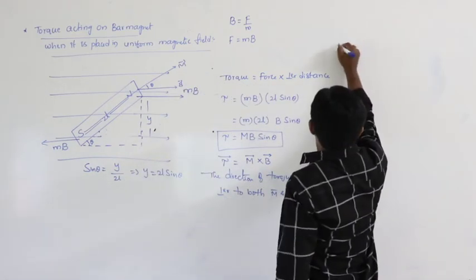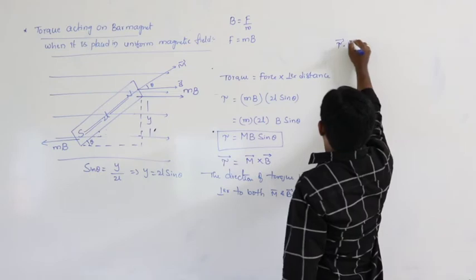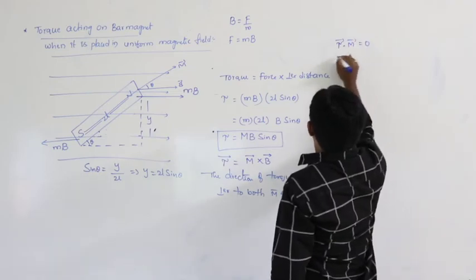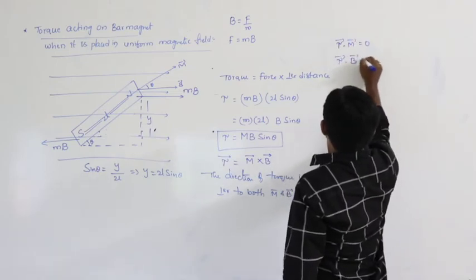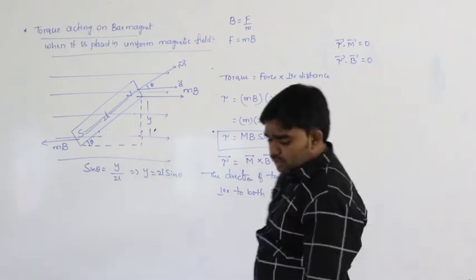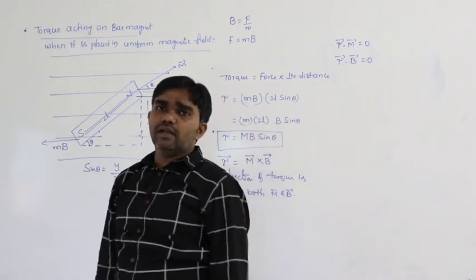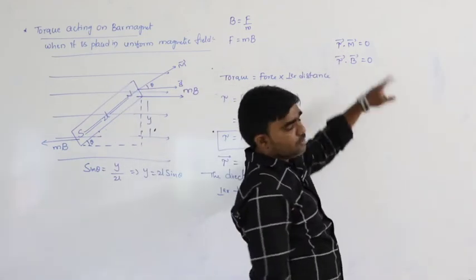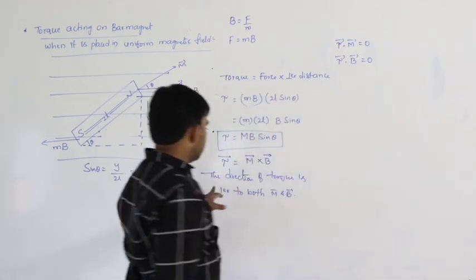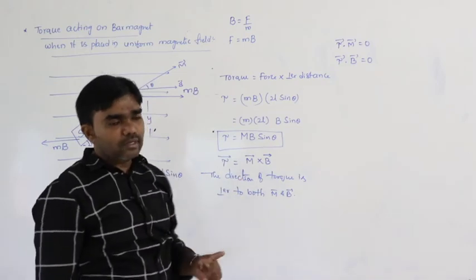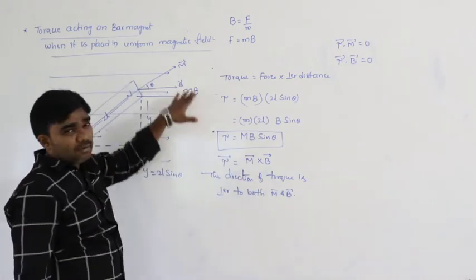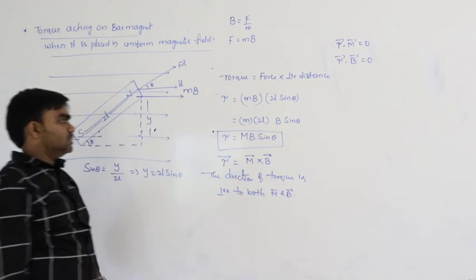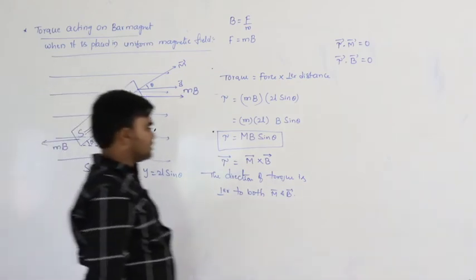From this we can write tau bar dot m bar equals 0 and tau bar dot b bar also equals 0. That means if two vectors are mutually perpendicular, their dot product must be 0. That is why tau dot m must be 0 and tau dot b must be 0. So the direction of the torque is always perpendicular to the plane containing m bar and b bar. So tau is equal to mb sin theta.